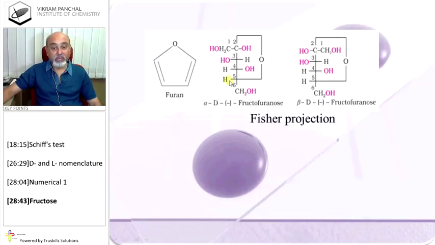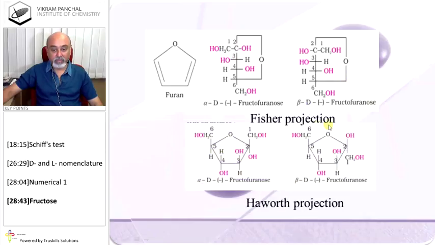When cyclization of fructose takes place, because the ketonic group is on the second carbon, the hydrogen from the OH of the 5th carbon will shift to C double bond O, that means the second carbon, and therefore it will form a 5-membered ring like furan. So fructose is known as alpha D minus fructofuranose or beta D minus fructofuranose. This is Fischer projection, and these are Haworth's projections.